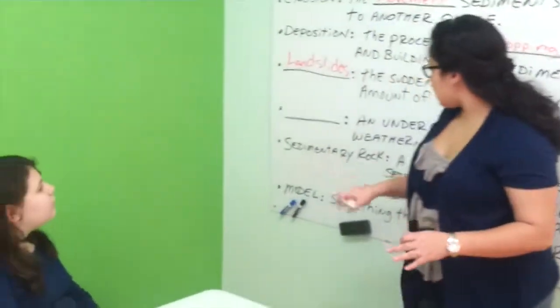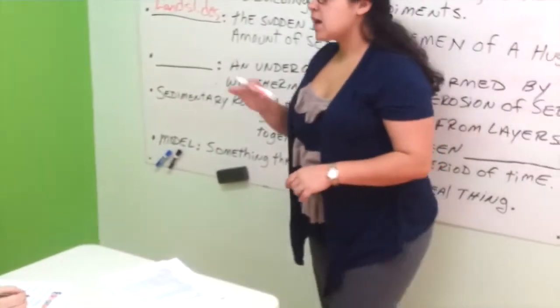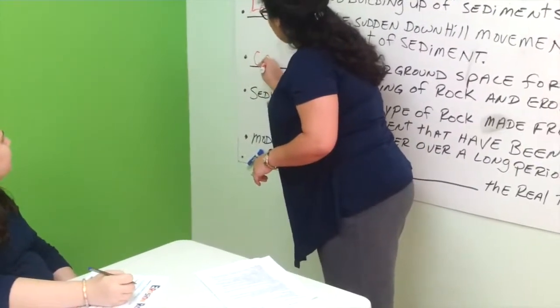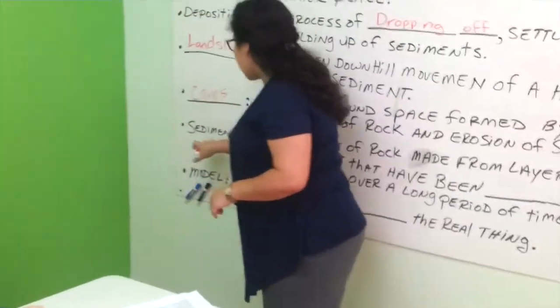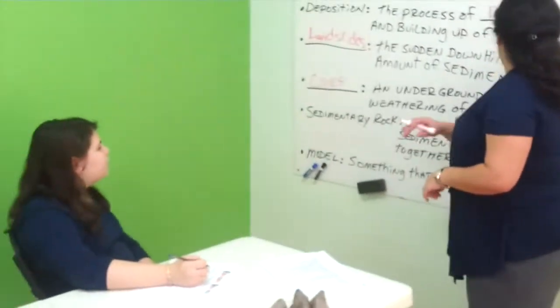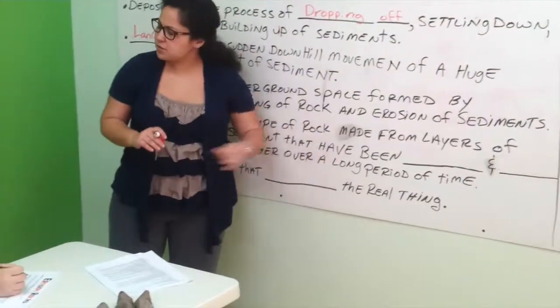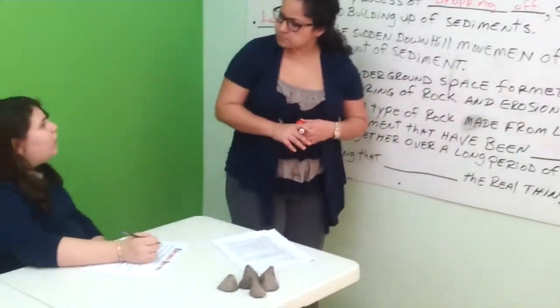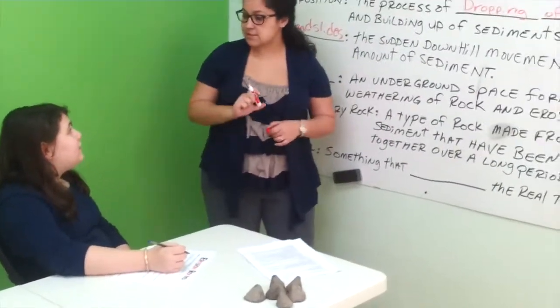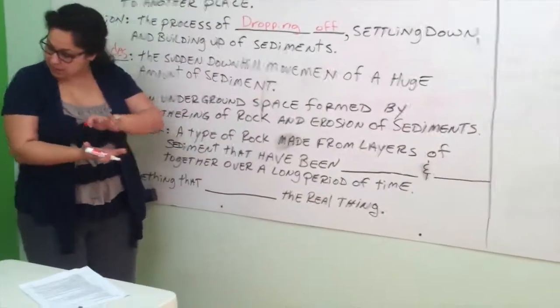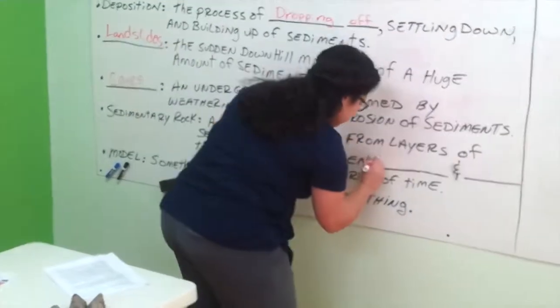And sometimes there's an underground space that's formed by the erosion and movement. What do we call these underground spaces? Caves. And they're formed by the weathering of sedimentary rocks as well. Now, sedimentary rock is a type of rock that is made from layers of sediment that have been, how do you think these rocks are formed? They're compressed and cemented together. So as these sediments drop and deposit, they become compressed and cemented together. Very good.